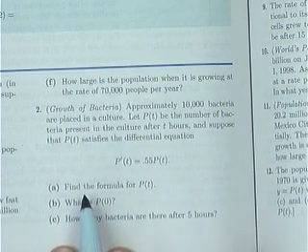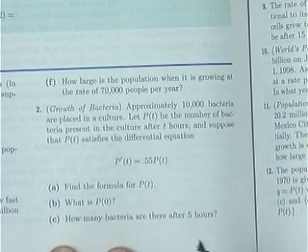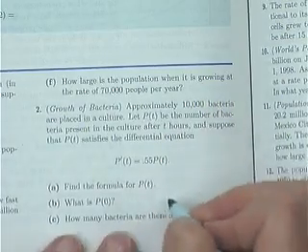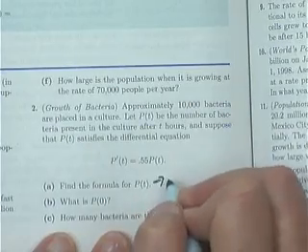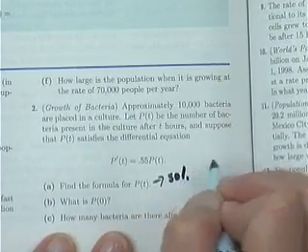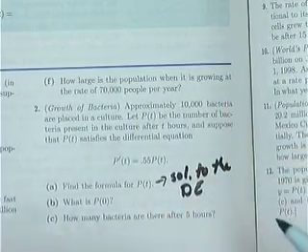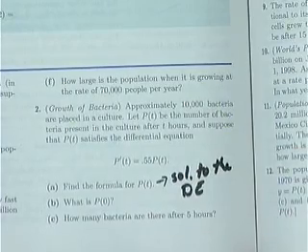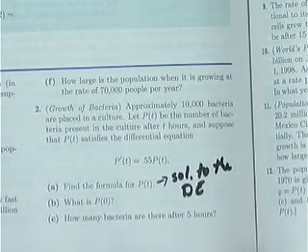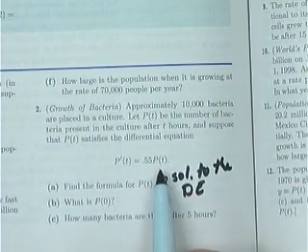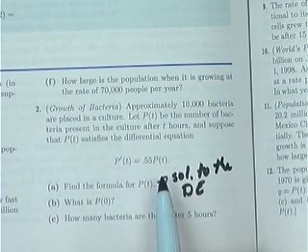Part A. Your book is trying to be gentle. It says find the formula for P of t. Mathematically, it's finding the solution to the differential equation. Okay, so I'm just going to make a little note, and I hope you will. This means find the solution to the differential equation. Not difference equation that we did at the beginning of the course, but differential equation. Okay?